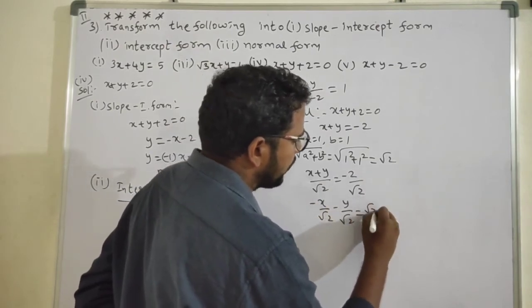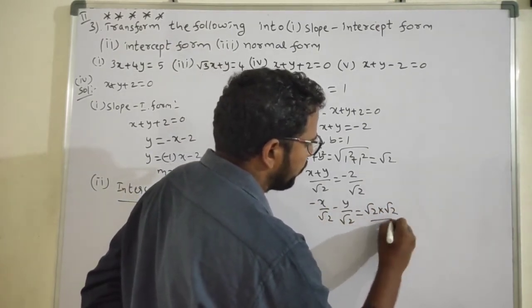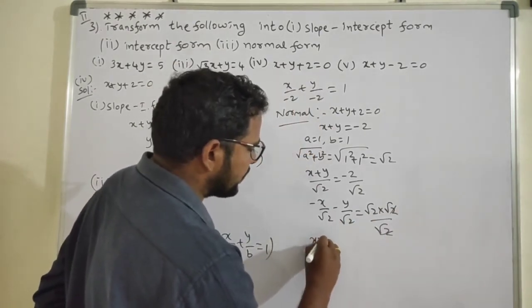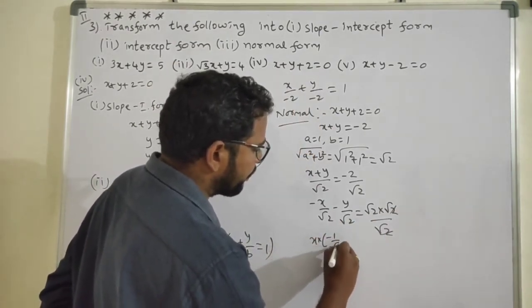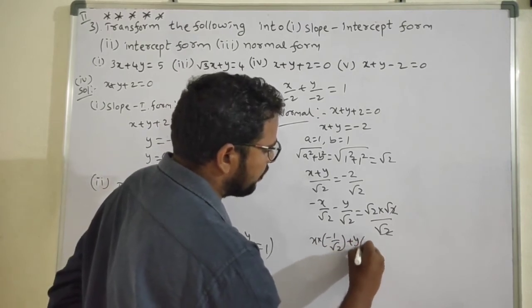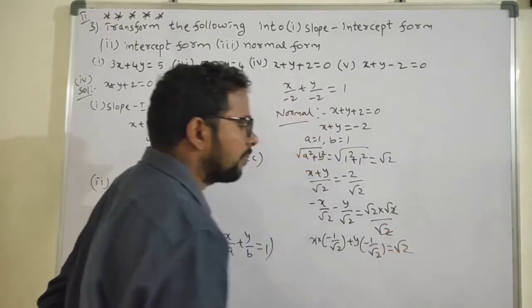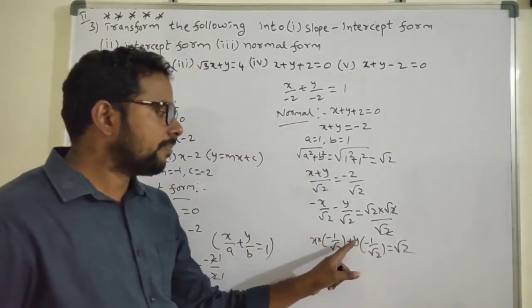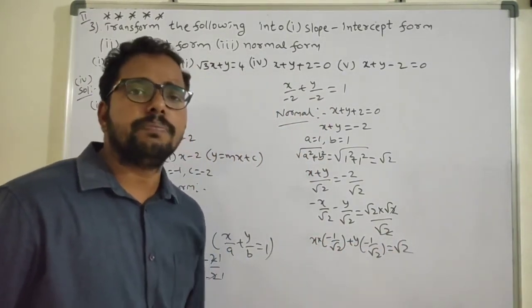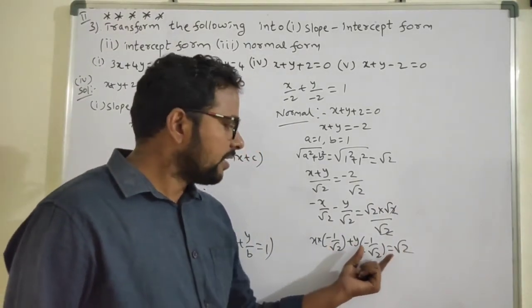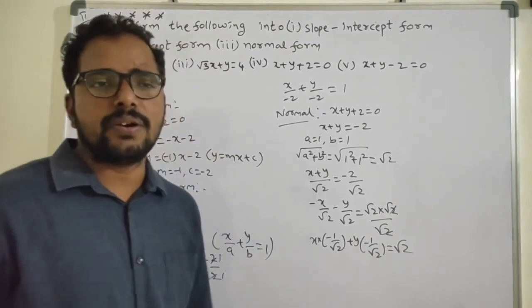2 I write as root 2 into root 2, root 2 into root 2 by root 2. So root 2 gets cancelled. Here I write x into -1 by root 2 plus y into -1 by root 2 is equals to root 2. It is in normal form. X cos alpha plus y sin alpha is equals to p. P is equals to root 2. Cos alpha is equals to -1 by root 2. Sin alpha is equals to -1 by root 2.